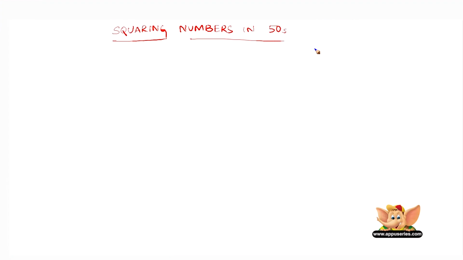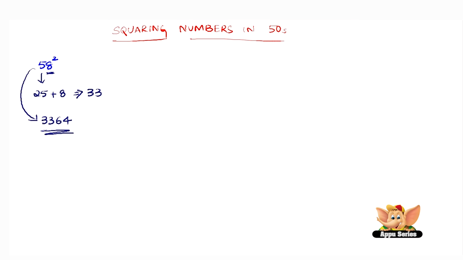Here let us see how to square numbers in their 50s. So let us take an example, 58. So 58 square can be found very easily. Square 5, which is 25, and add the next digit to 25, that is 8. So we get 25 plus 8 is 33. Now join the square of 8 to 33, which is 64. So 3364 is the answer of 58 square.